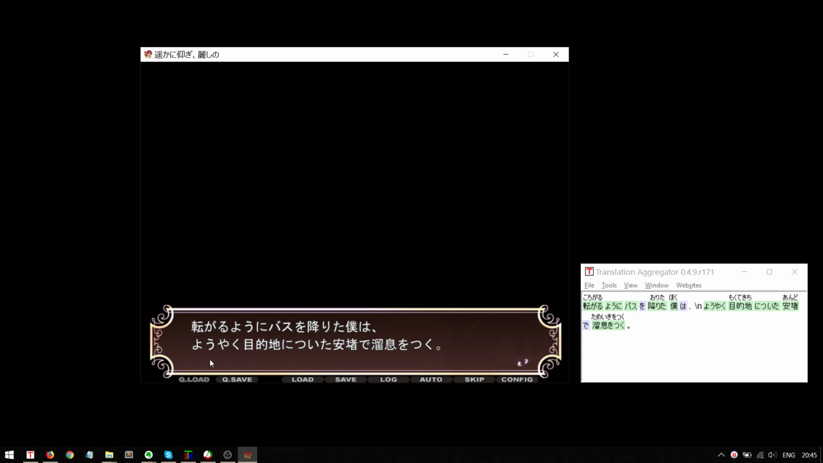Now, this sentence is quite confusing here. 安堵 here means relief. So let's start from the base sentence. ため息をつく, that means to sigh. ため息をつく. 安堵でため息をつく. So 安堵 means relief, so this means to sigh from relief.